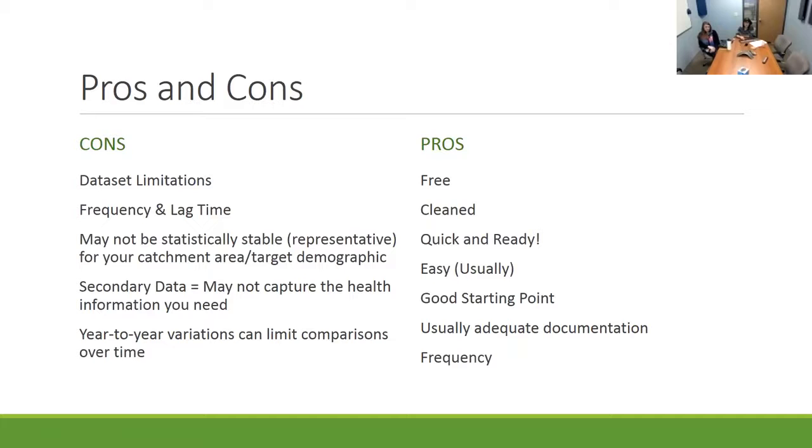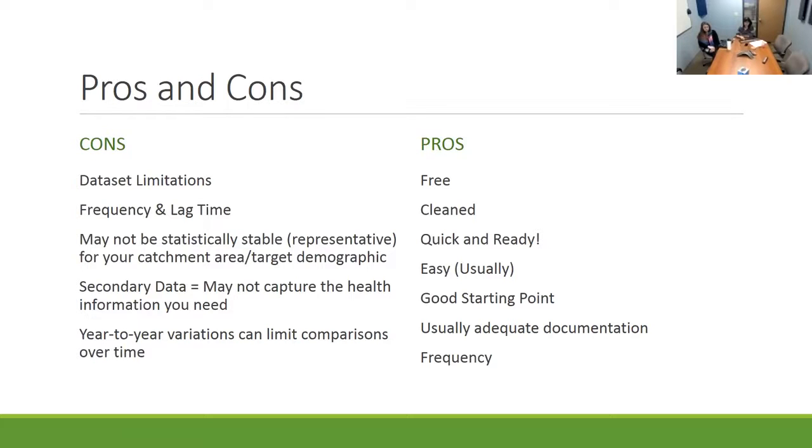We want to talk a little bit about the pros and the cons of these public use data sets. Let's get the bad news out of the way first. There are data set limitations with all of these. There's usually large sections on all of these websites that talk in detail about the limitations. Many of them are not representative for the specific communities that you may be working with.